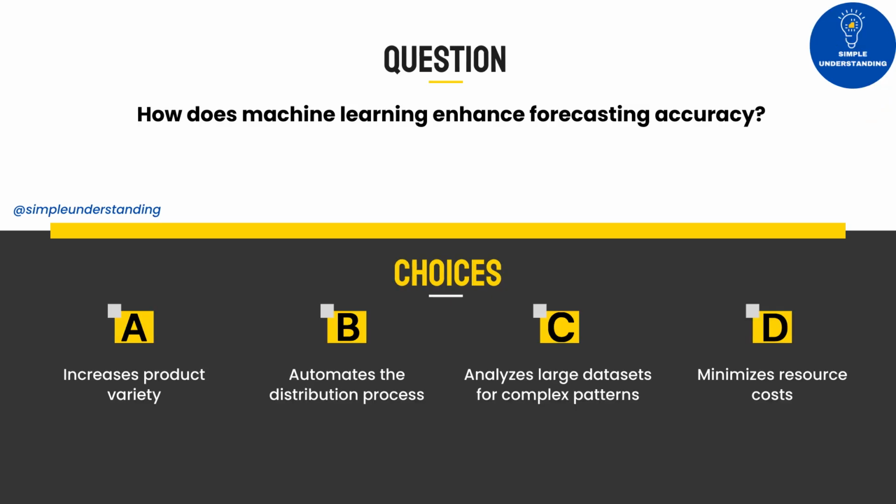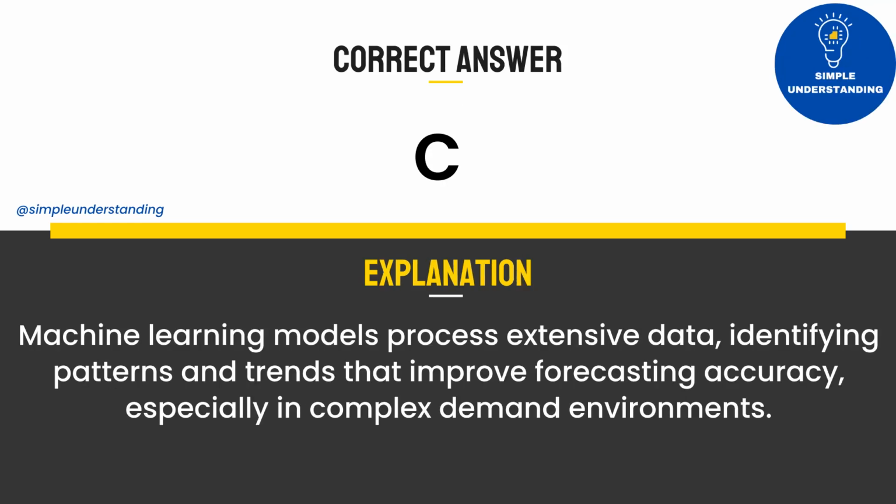5. How does machine learning enhance forecasting accuracy? A. Increases product variety. B. Automates the distribution process. C. Analyzes large data sets for complex patterns. D. Minimizes resource costs. Answer C. Explanation. Machine learning models process extensive data, identifying patterns and trends that improve forecasting accuracy, especially in complex demand environments.